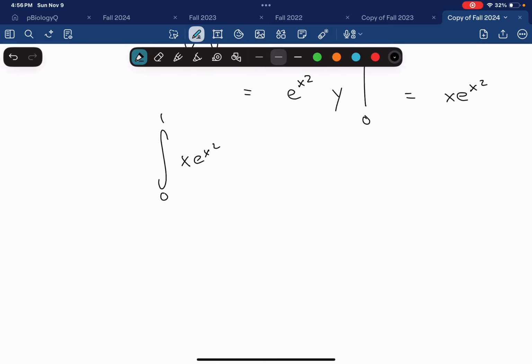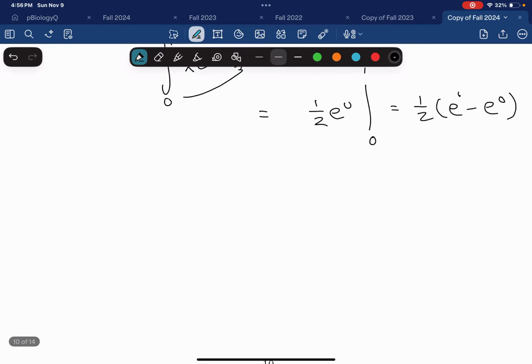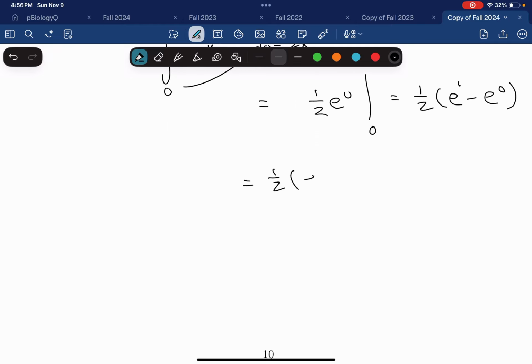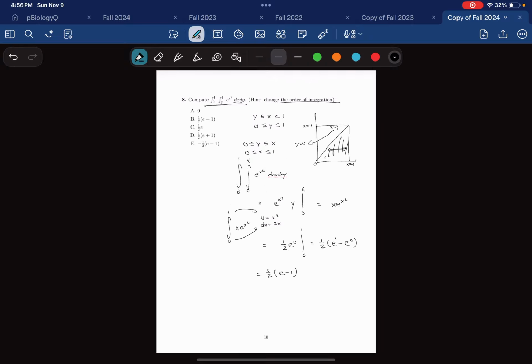I was tempted to do integration by parts, but you can actually just do a u substitution since du is equal to 2x. So you just get 1/2 of e to the u. And this just becomes 1. And this just becomes 0 still. So just get 1/2 e to the power of 1 minus e to the 0, which just gets you 1/2 e minus 1, which is this answer right here.